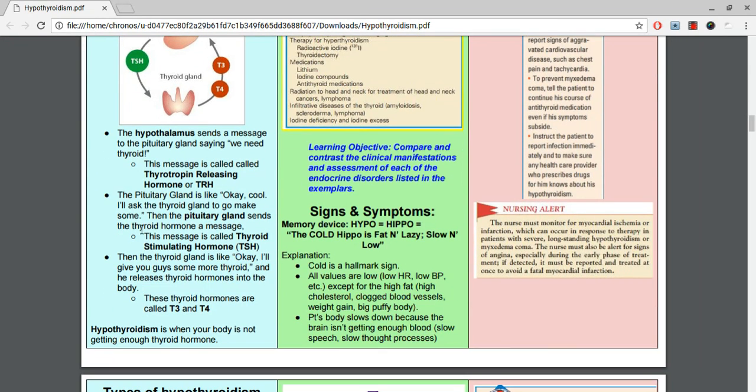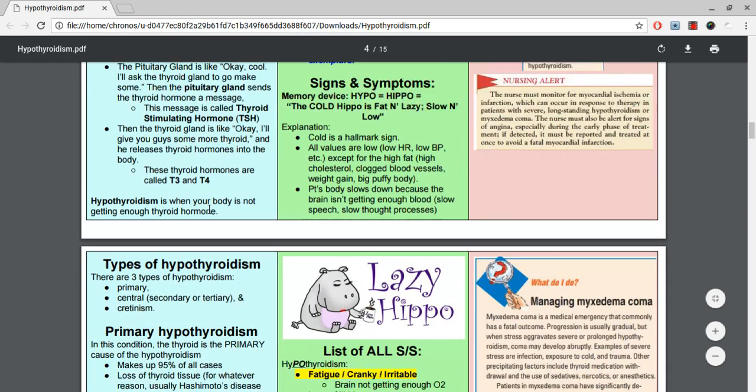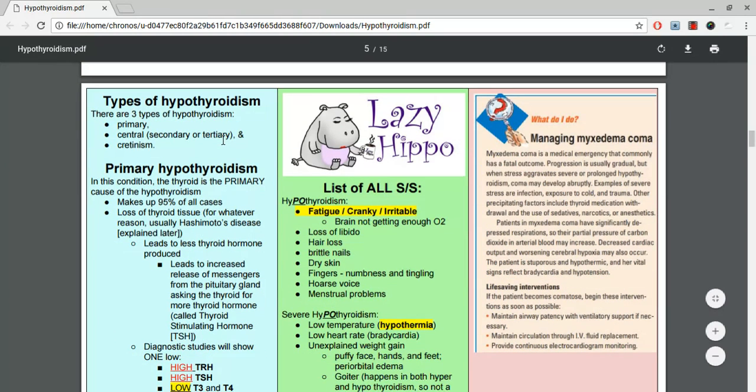Okay? And then the thyroid gland's like, okay, I'll give you guys some more thyroid, and it releases thyroid hormones into the body. The names of these thyroid hormones are T3 and T4. And you can see that in the picture, T3 and T4 being released into the body. Hypothyroidism is when your body is not getting enough thyroid hormone for whatever reason. And we're going to go into that.